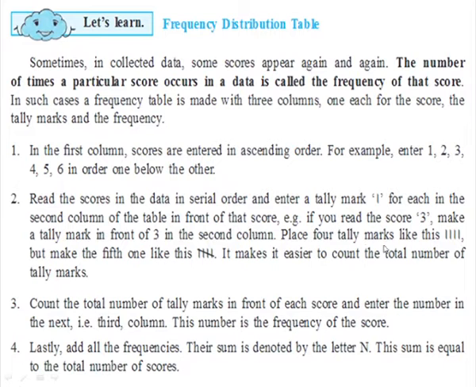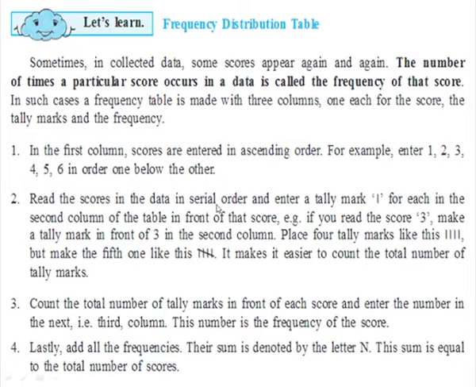Whenever you are placing the tally marks, you will make 4 standing lines for 4 tally marks, and you will put one slanting line over the 4 that cuts all the 4 tally marks. That will represent the fifth tally mark, so that it becomes easier to count the total number of tally marks. Count the total number of tally marks in front of each score and enter the number in the next, that is the third column. This number is the frequency of the score. So after putting tally marks for each and every score given in the data, we will count the tally marks and write the frequency of that score.